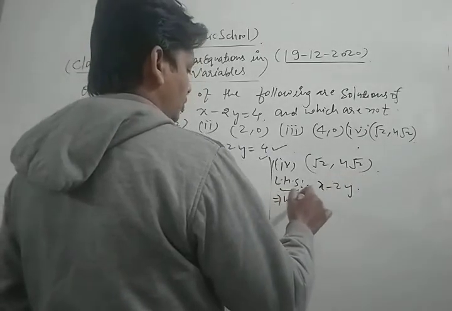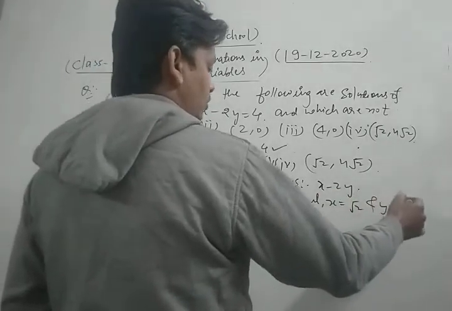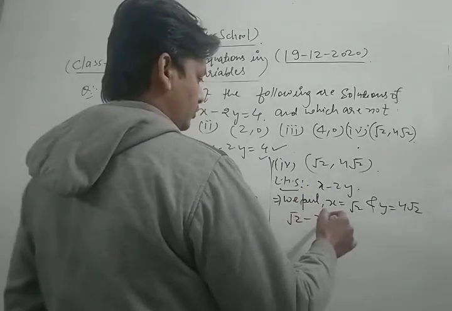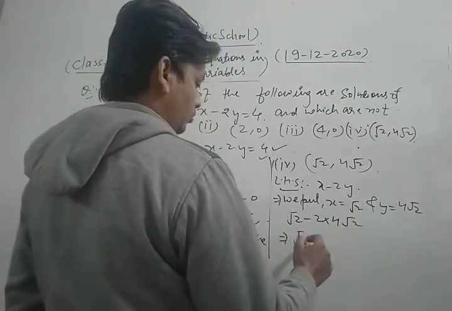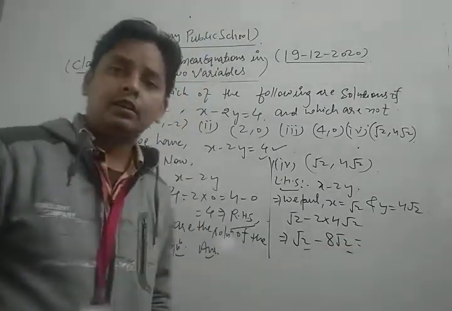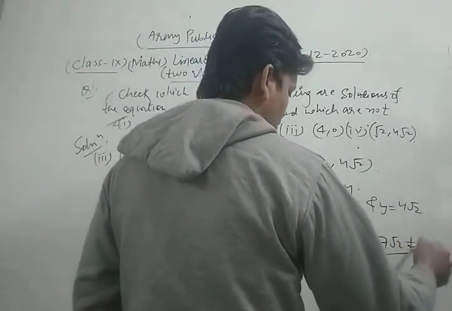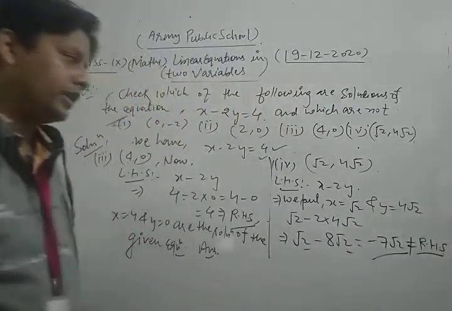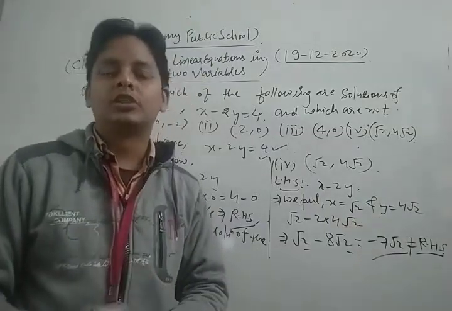Now we put x is equal to root 2 and y is equal to 4 root 2. We get root 2 minus 2 into 4, the value of y is 4 root 2. So we get root 2 minus 8 root 2, where root 2 and root 2 are like terms. So we get minus 7 root 2, which is not equal to RHS. Thus the pair of values x is equal to root 2 and y is equal to 4 root 2 is not a solution of the given equation.